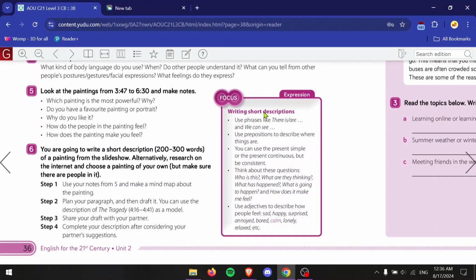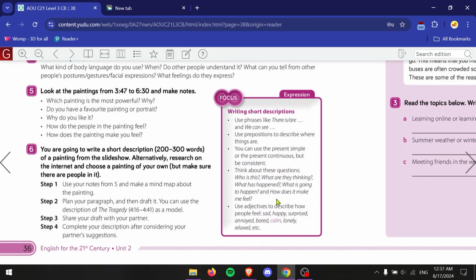Writing short descriptions. So, for this focus box, what we usually do is use phrases like there is or there are and we can see. This is basically to start writing a short description about something, perhaps a portrait or a painting, or about your phone, or about anything really. You can also use prepositions to describe where things are. Remember the present simple and continuous? Use them, but be consistent with them.